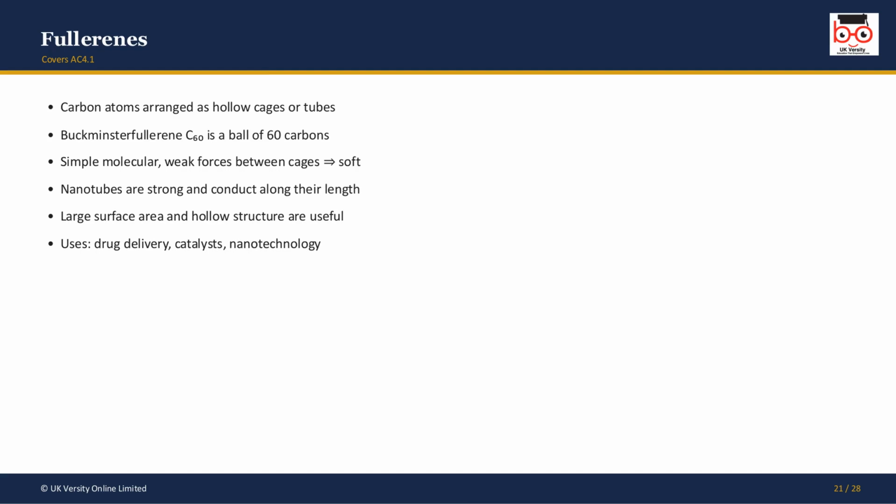Fullerenes are another family, carbon atoms arranged as hollow cages or tubes. Buckminster fullerene, C60, is a ball of 60 carbon atoms. Fullerenes are simple molecular, with weak forces between the cages, so they're soft. Nanotubes, on the other hand, are strong and conduct along their length. Their large surface area and hollow structure make them genuinely useful in drug delivery, as catalysts, and across nanotechnology.